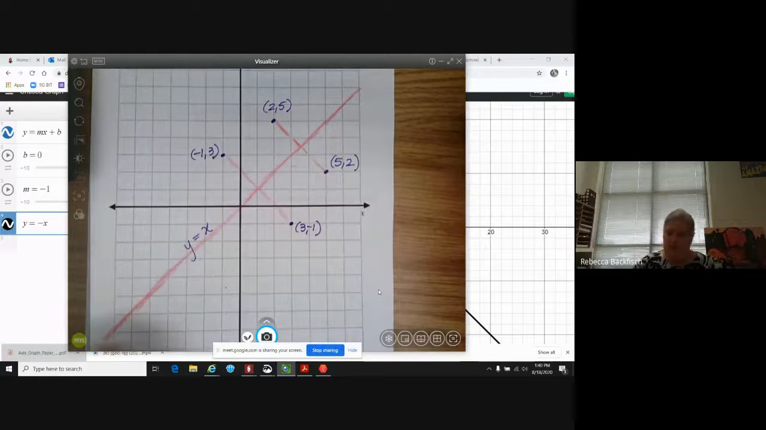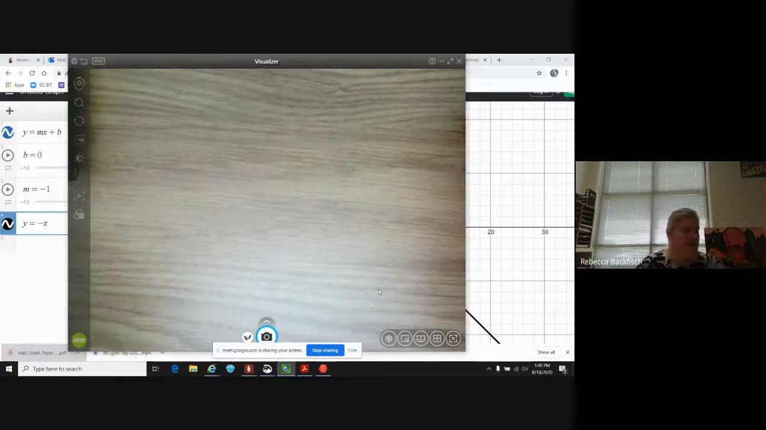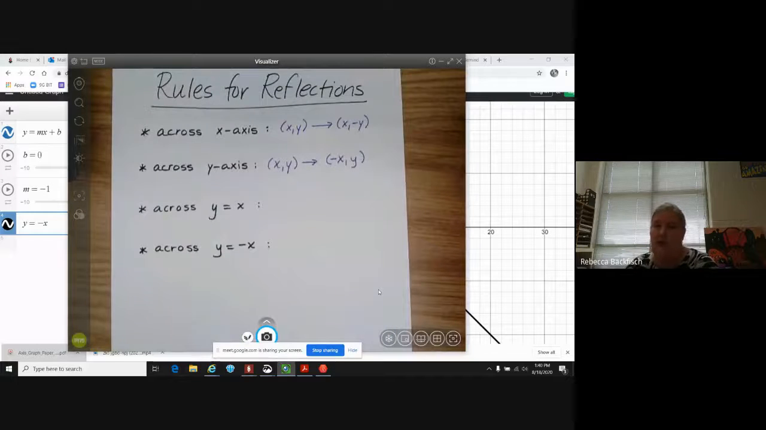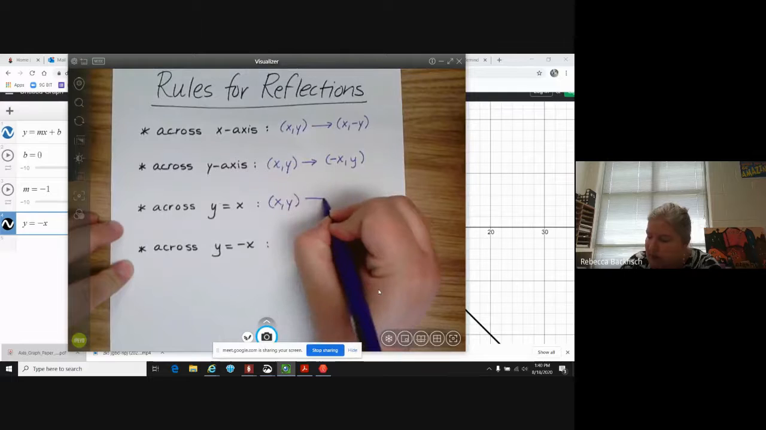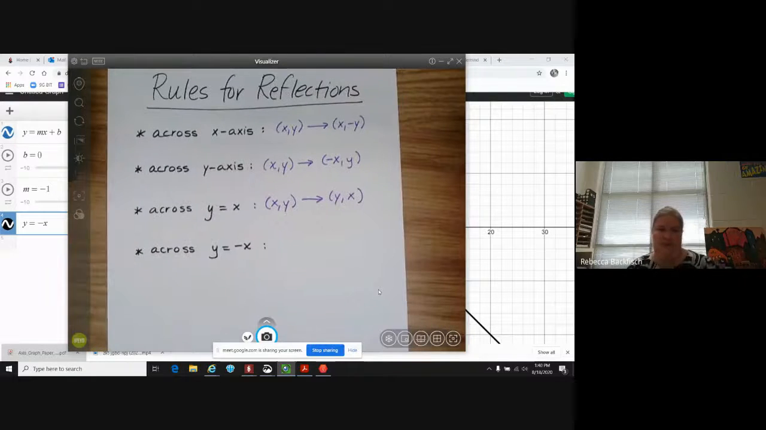Okay, so the rule, I don't even know where my rule sheet is now. There it is. The rule for going across the line y equals x is the x and the y that you had to begin with just trade places. Whatever x and y you had to begin with, just trade places.